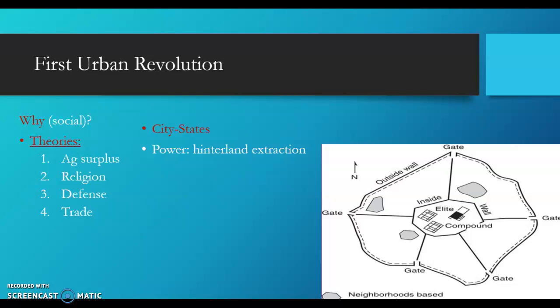Storage and defense of that wheat led to a different power hierarchy. So those in control of storing, protecting, and distributing the wheat would have been those in power. So in our early city-states, the center of the city was usually a compound: temples, buildings, storehouses, homes to the elite groups.